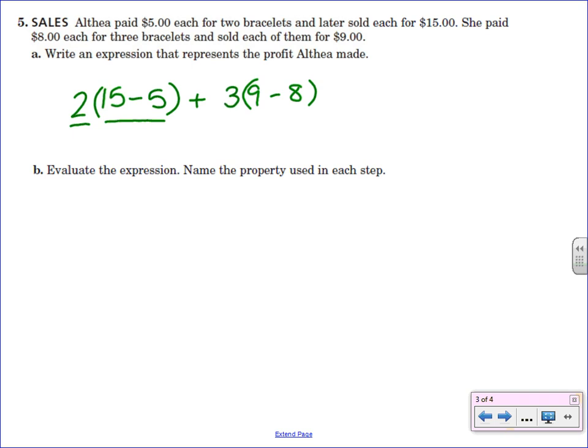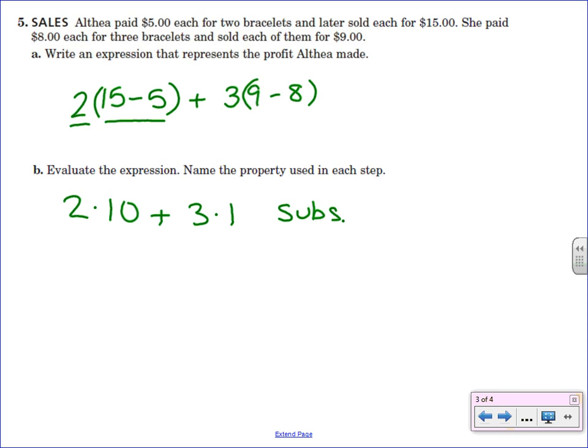So in the next part of the problem, it says to evaluate the expression. So the first thing that I would do is just show that she made $10 and $1 each on the respective bracelets. So I would say 2 times 10, because 15 minus 5 is 10, plus 3 times 1, because 9 minus 8 is 1, and that's just a substitution property.